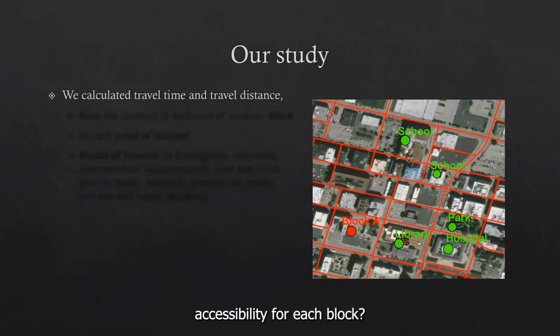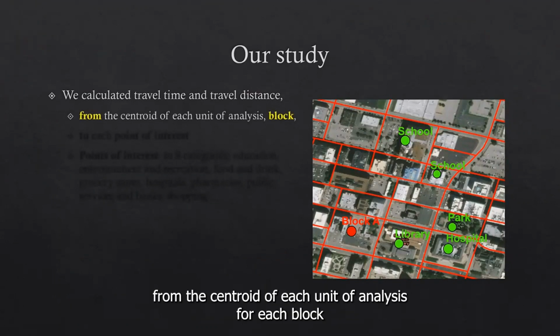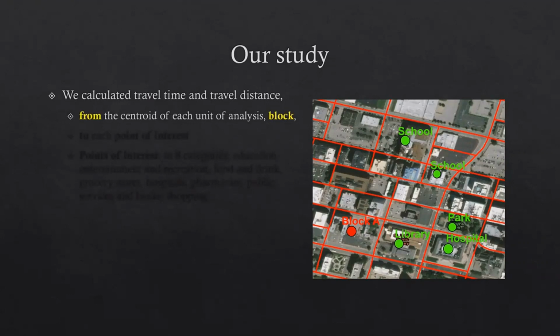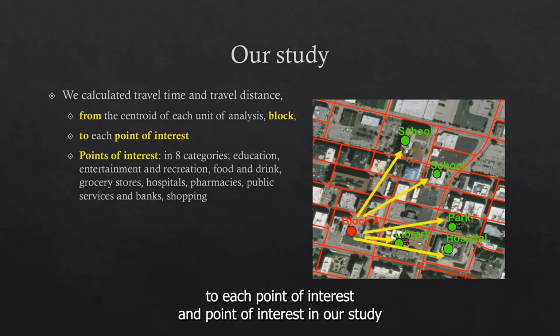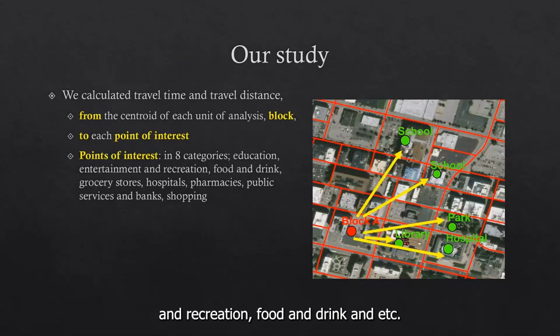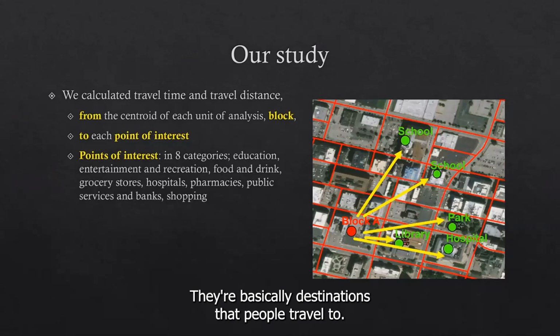So how did we measure accessibility for each block? We calculated travel time and travel distance from the centroid of each unit of analysis, or each block, to each point of interest. And points of interest in our study, we categorized them as education, entertainment and recreation, food and drink, etc. They're basically destinations that people travel to.